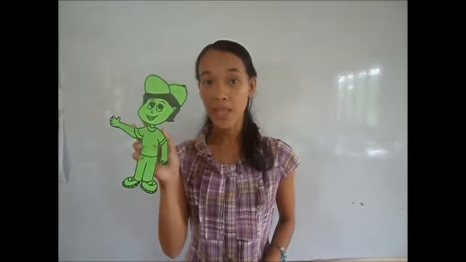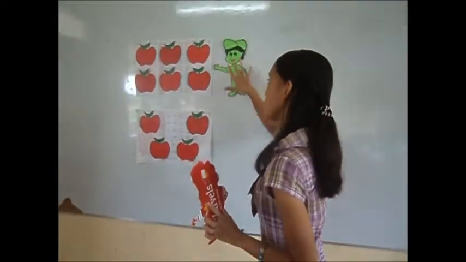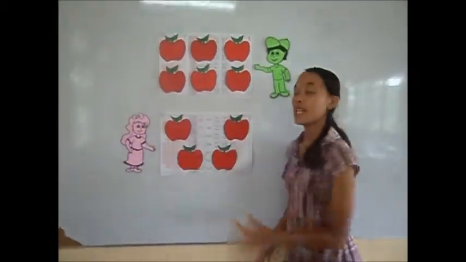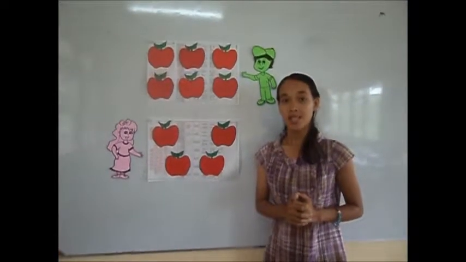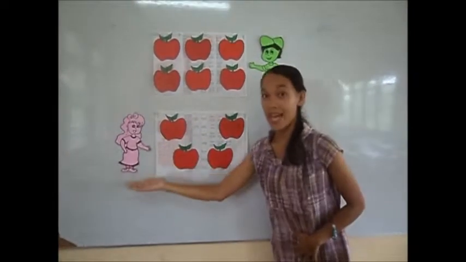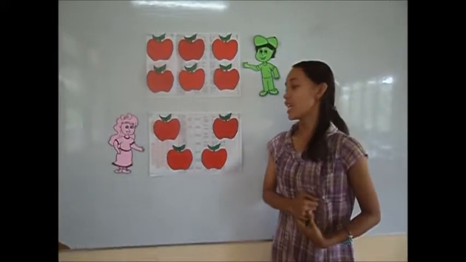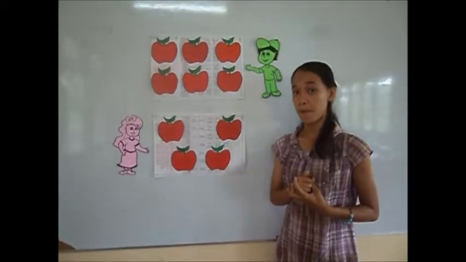I have two friends. These are Bob and Anne. Bob picked 6 apples. And Anne picked 4 apples. The question is, who are the children in the story? Correct. There are Bob and Anne. And what did each of them pick? Correct. They picked apples.